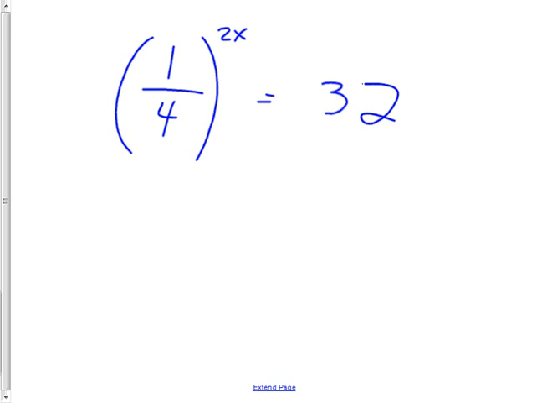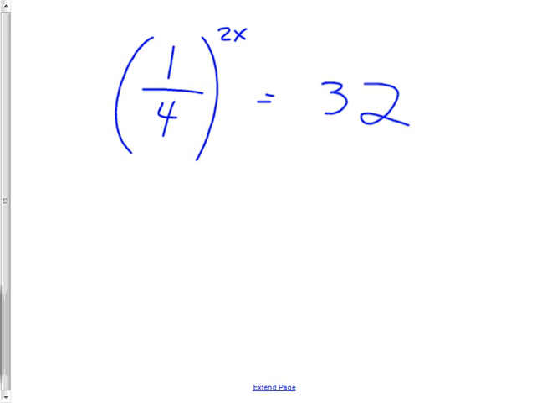One more like that that's a little more complicated. 1 over 4 to the 2x equals 32. Both of them can be written with a 2 as a base. Make them both base 2. I'm going to pause for a second.